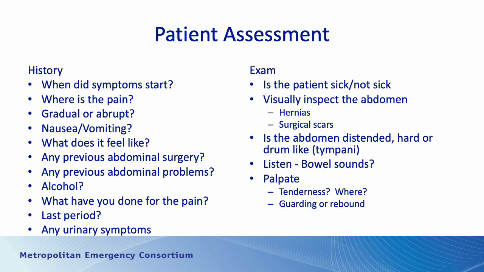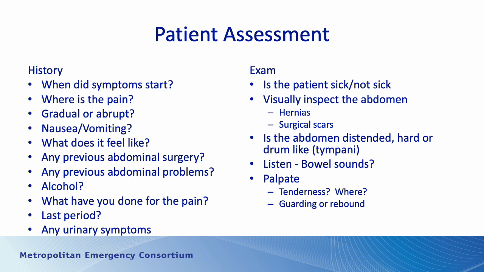Typically, we worry more about patients where their first symptom is pain. So if the patient's got a little GI upset, maybe some nausea, and now they've got belly pain, that's different than they were well one minute, and the next minute they were having severe pain. Pain as the first and early symptom tends to be more concerning. Is there pain associated with nausea and vomiting? What does the pain feel like? Have they had any previous abdominal surgery?